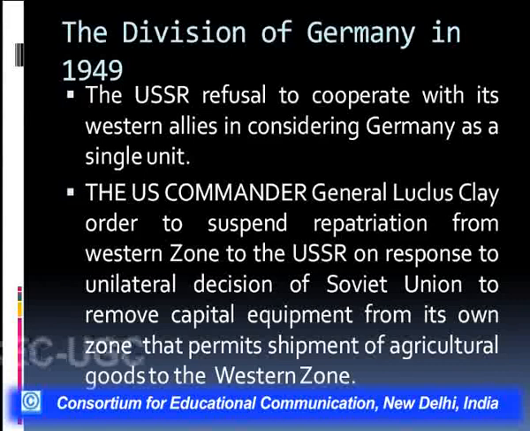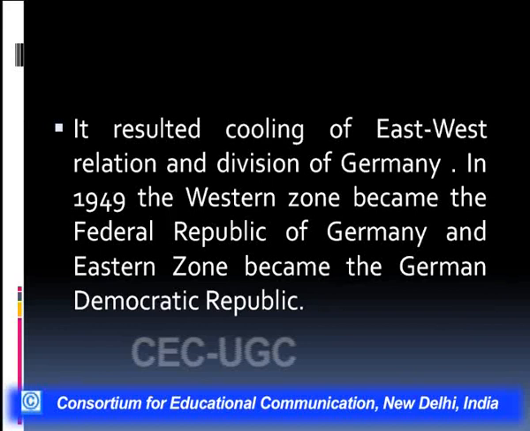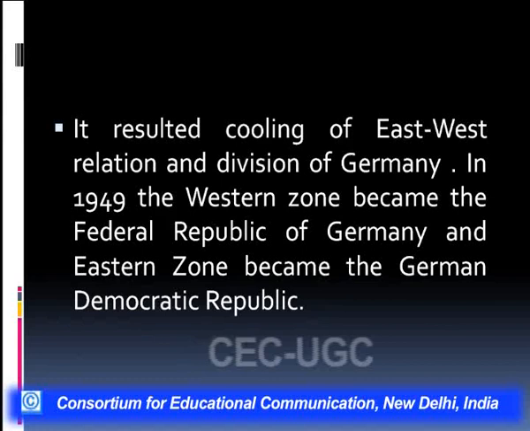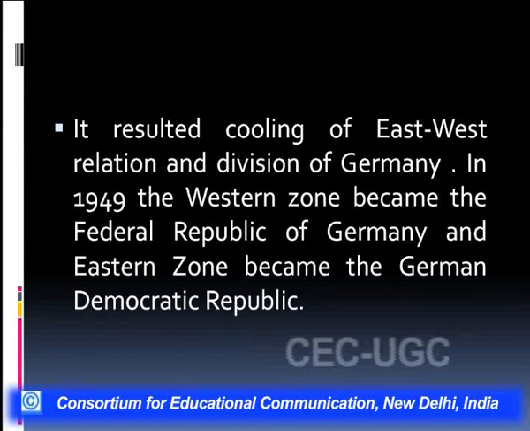And then you see how the world started moving fast, and here we see the US refusing to cooperate with its Western allies in considering Germany as a single unit. Then the US commander General Lucius Clay ordered to suspend repatriations from the Western zone to the USSR. It resulted in the cooling of East-West relations and the division of Germany. And lastly, in 1949, the Western zone became the Federal Republic of Germany and the Eastern zone became the German Democratic Republic. What we try to understand is the way Harry Truman openly started asserting that we are ready to support openly against the communist regime and against communist insurgency.